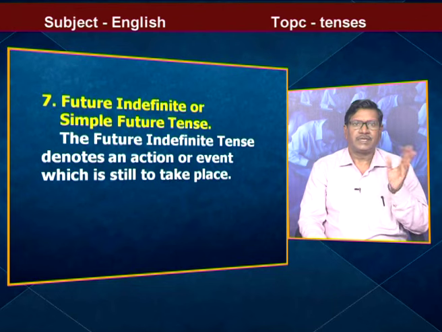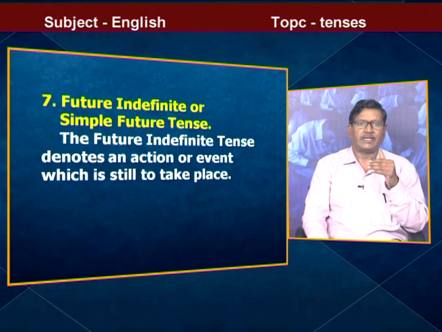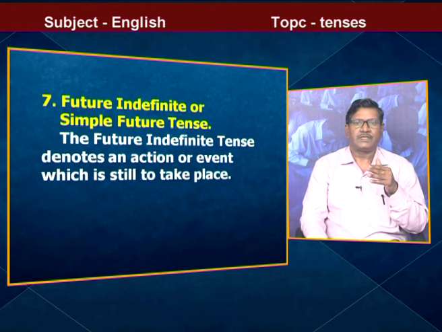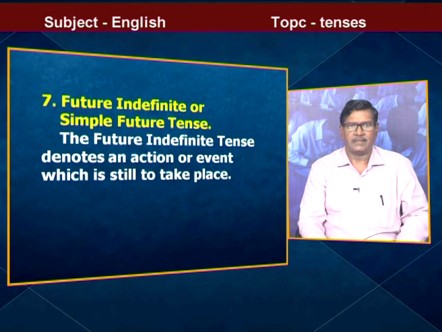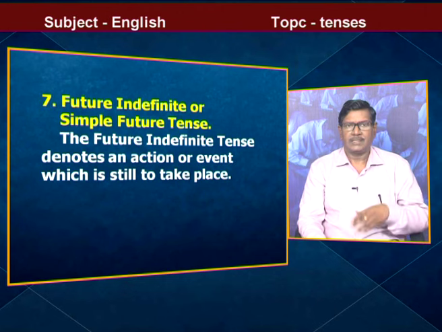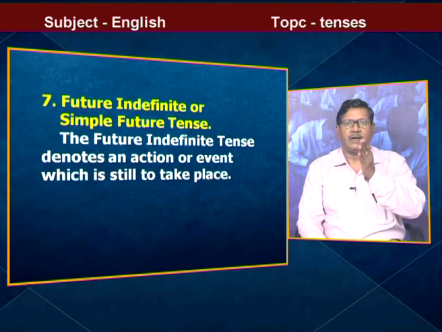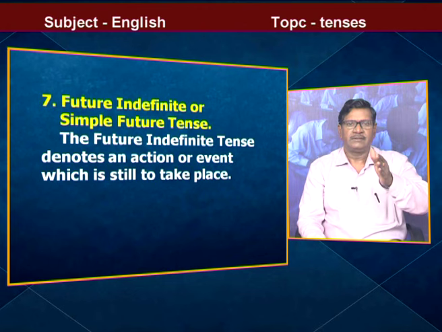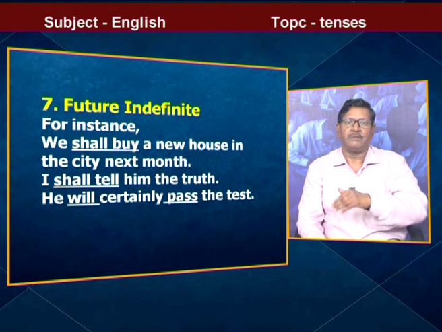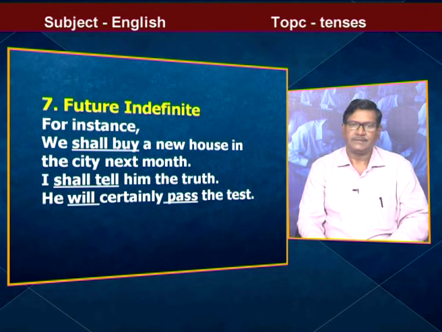So that is how we go with past perfect tense. Next, future indefinite tense or simple future tense. This future indefinite tense denotes an action or event which is still to take place in future. For instance, we shall buy a new house in the city next month. Not now. Next month we shall buy a new house in the city.